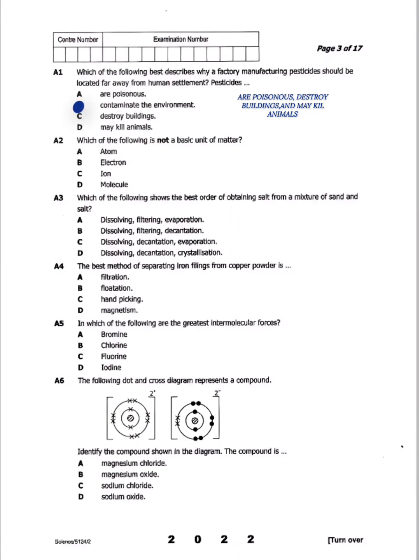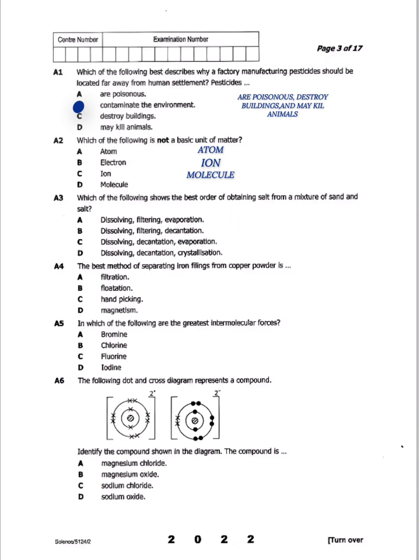So we have A2, which is saying which of the following is not a basic unit of matter? We have three basic units of matter. The first one is an atom, then followed by an ion, then the last one is a molecule. Now this question is saying which of the following is not a basic unit of matter? So the answer here is going to be B, which is an electron.